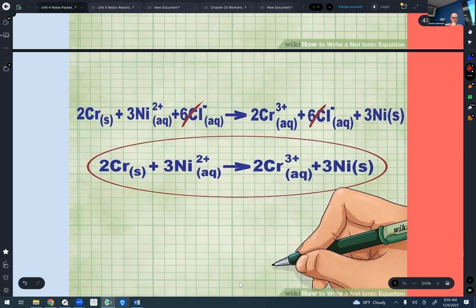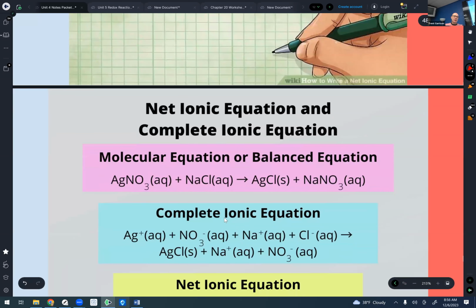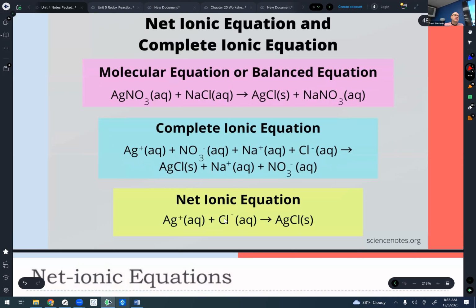All right, let's try and practice one of these. Let's see if we can figure some out. I've got a couple. Oh, by the way, if the question, which I believe tonight's homework does do this for you, says write a molecular equation, write a complete ionic, and write the net ionic. What do you notice is the difference between molecular and complete? What changed from molecular to complete? What did we do?